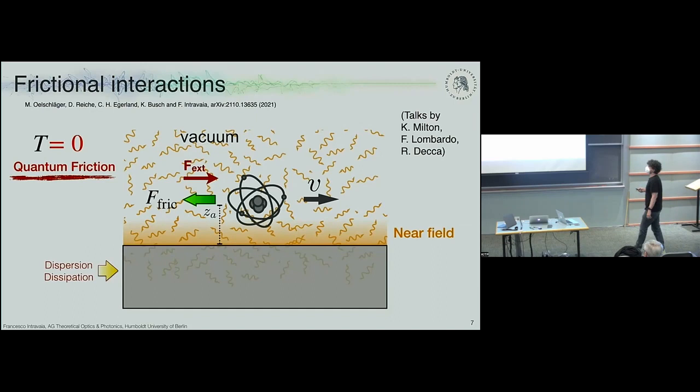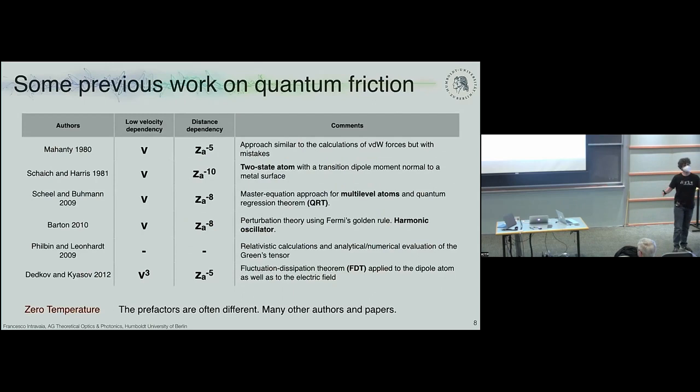So this is a hand-waving argument to tell you that there is a force, but getting a description of this force has been problematic in the past. So there was a collection of results, some of them from the 80s, which had different behavior as a function of the velocity and of the distance from the surface. And even when the velocity and distance dependence were agreeing, the prefactors were often very different. Okay? So we started to look at these things, and we tried to understand a lot of interesting things. And everything really depends on how you are calculating and which kind of approximation you are making.